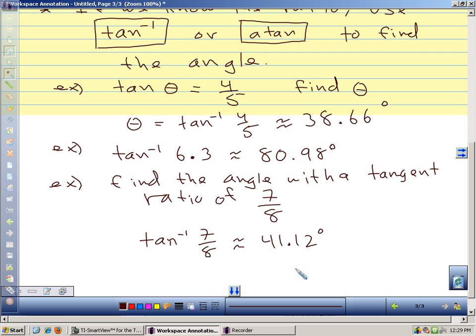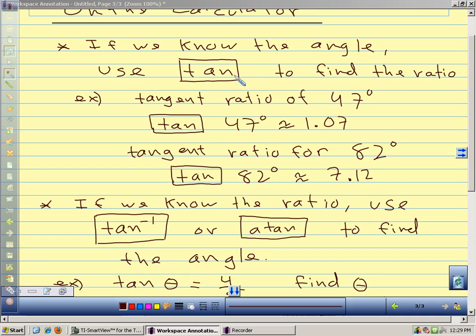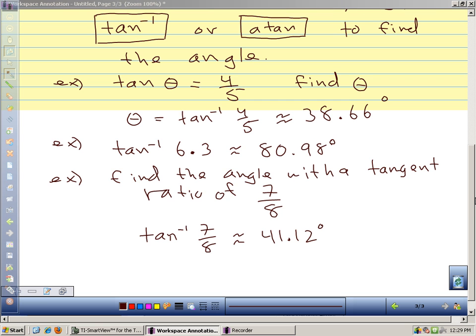So when we want the angle, we use the inverse tangent button. When we want the ratio, we use the tangent button. Questions?